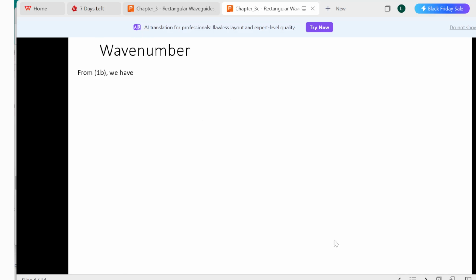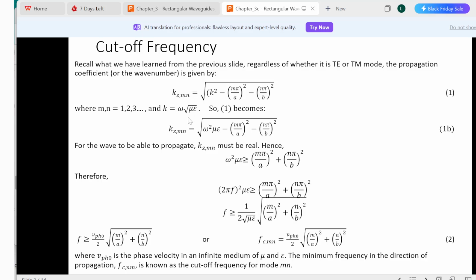Okay, the next thing that we know is the wave number. Remember we already have the previous formula. What we are going to do is to expand this formula and then find out the actual expression for kz.